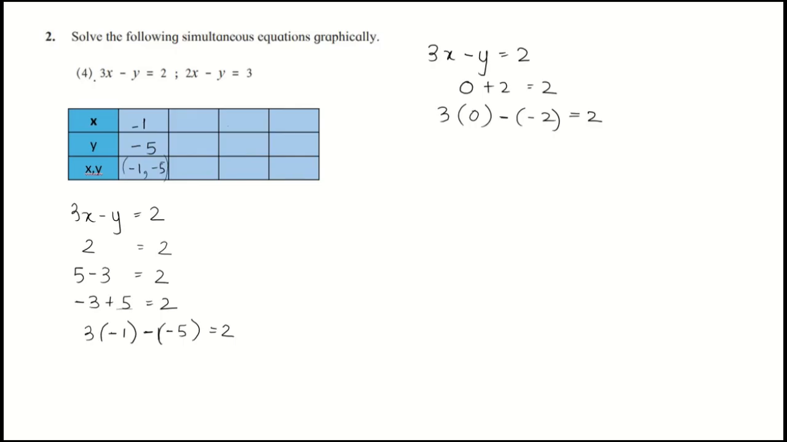3 into 0 is 0. Minus into minus plus 0 plus 2 is 2. Therefore, here x is 0 and y is minus 2. So we got another point, x is 0 and y is minus 2: 0 comma minus 2. Let's get the remaining 2 points for this equation.